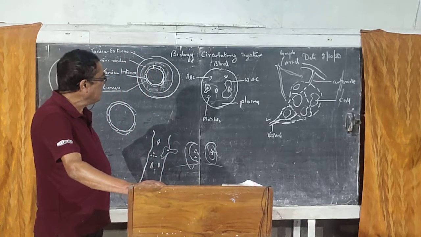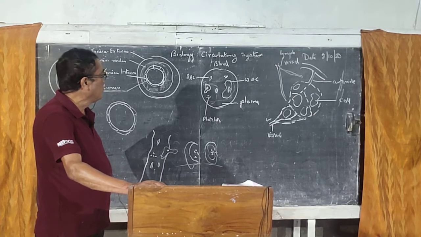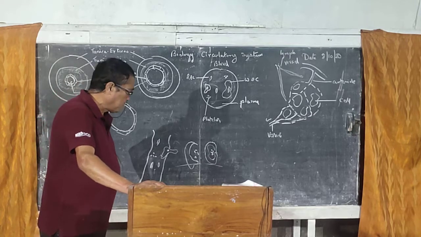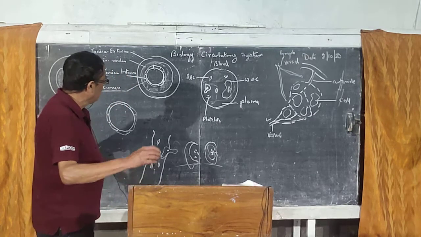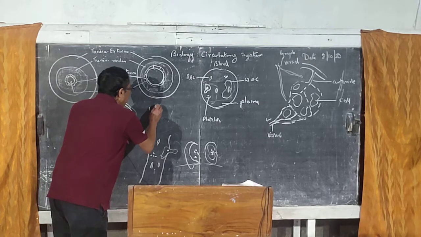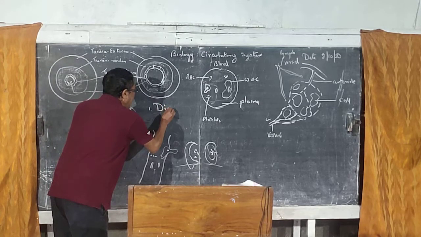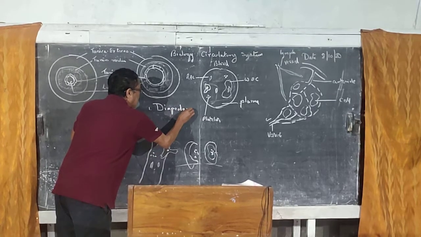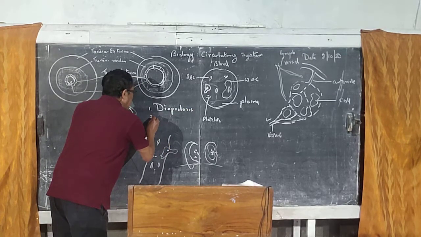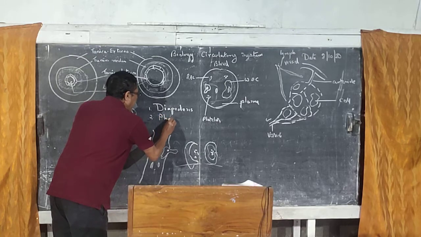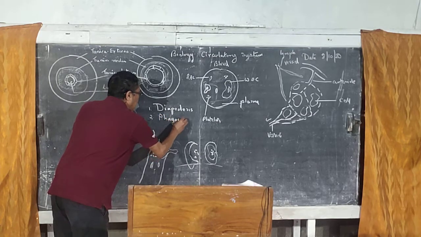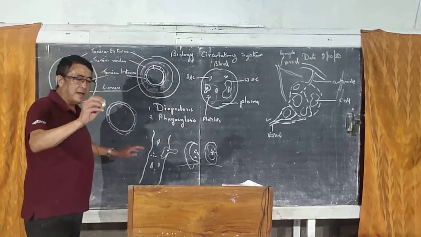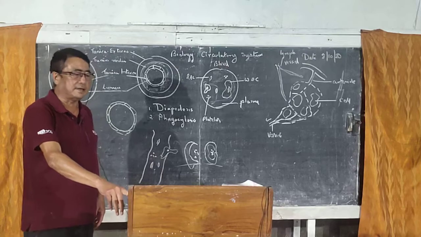Now, two important terms with respect to the white blood cells. The two terms you must know, one is diapedesis and the second term is phagocytosis. Now, what is diapedesis and what is phagocytosis?